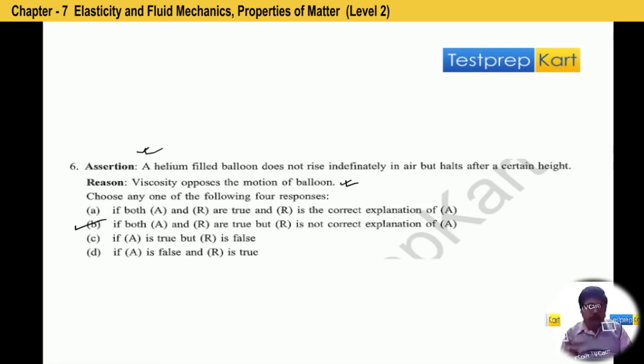First option, if both A and R are true and R is the correct explanation of A, it is absolutely false, it is not the correct explanation. If A is true but R is false, those are not the correct options. So the correct option is B.